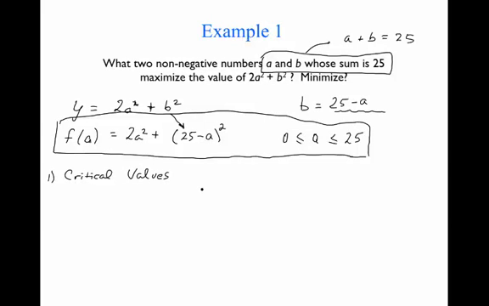Critical values are where? How do we get local maxes and mins? What is it about local maxes and mins? How can we use calculus to get them? Critical values are where? Yep, where the rate of change is 0. We get a pause. At the top, we get a pause. At the bottom, we get a pause. And that's where the rate of change is 0, right? So we're going to take the derivative.